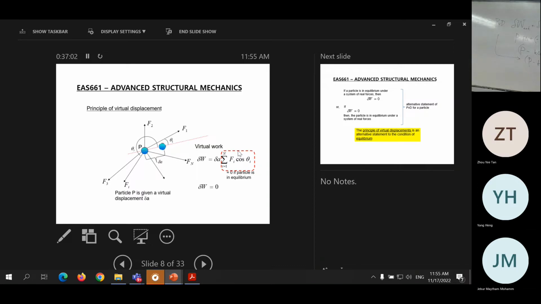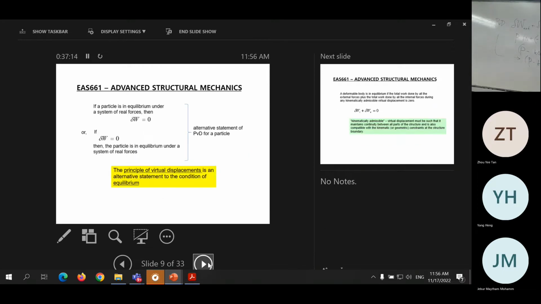This statement represents the principle of virtual displacement, and we proved it using this simple example. Okay. So here, this is PVD. If a particle is in equilibrium, we concentrate on the particle first. If a particle is in equilibrium under a system of real forces, the forces are real ones, okay? Then the virtual work done by the real forces when the particle is given a virtual displacement is equal to 0.